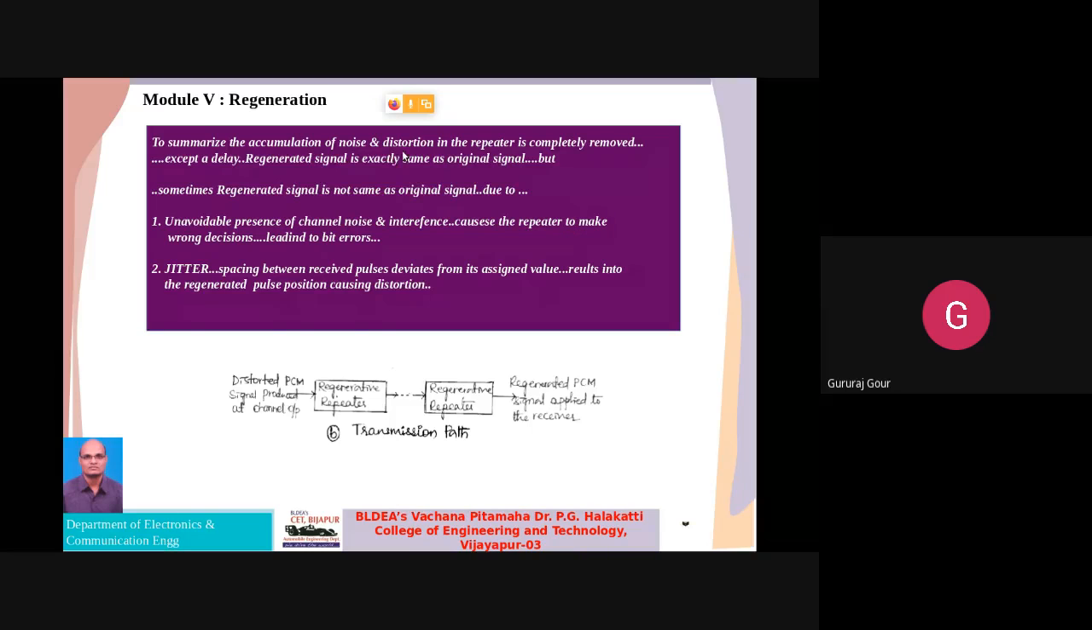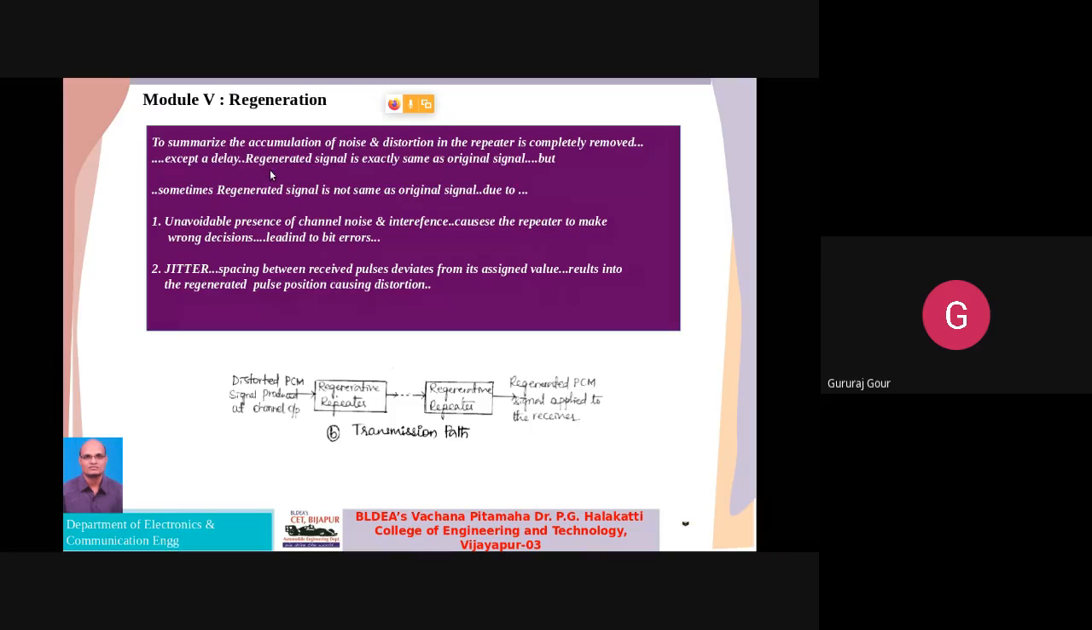So in this way, the noise and distortion are not allowed to accumulate anywhere on the transmission path, maybe at the receiver, completely removed. If you don't have any accumulation of noise and distortion, that is a very important feature, guys, the key point of these regenerative repeaters.